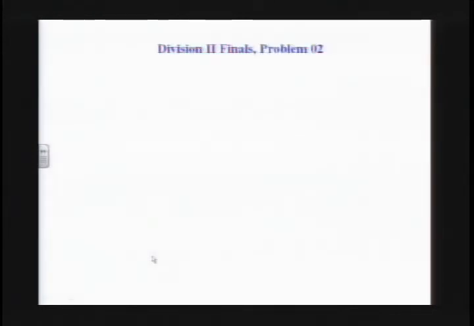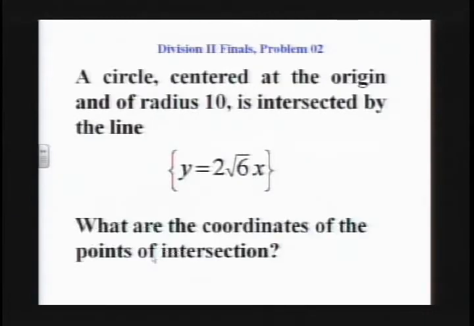And the second problem, please, Maestro. A circle centered at the origin and of radius 10 is intersected by the line which is y equals 2 times the square root of 6 times x. What are the coordinates of the points of intersection?